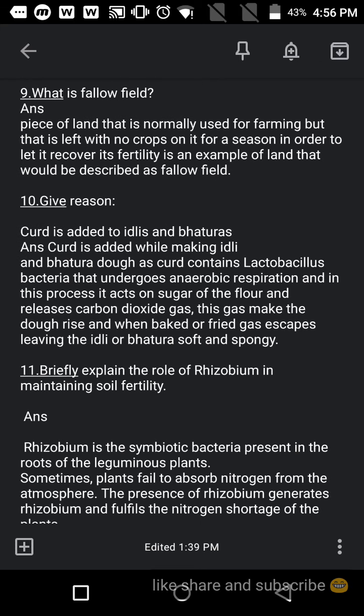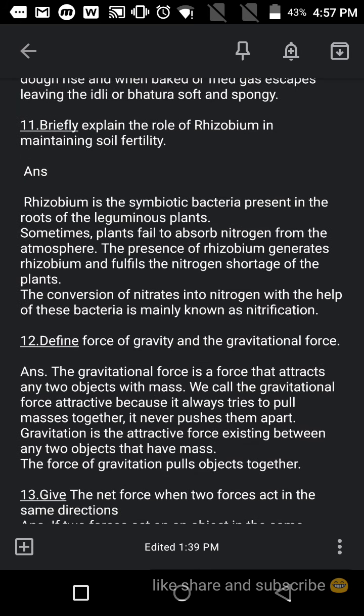Question number 10. Give reasons. Curd is added to idlis and bhaturas. Answer. Curd is added while making idli and bhatura dough as curd contains lactobacillus bacteria that undergoes anaerobic respiration, and in this process it acts on sugar of the flour that is already present in it and releases carbon dioxide gas, CO2. This gas makes the dough rise, and while baked or fried, gas escapes, leaving the idli or bhatura soft and spongy.